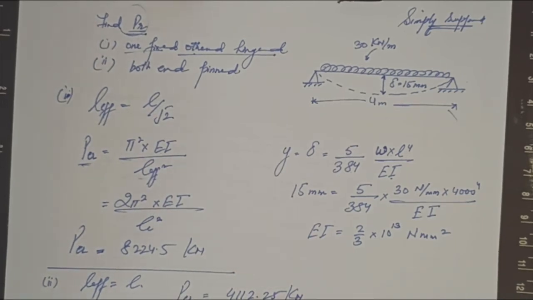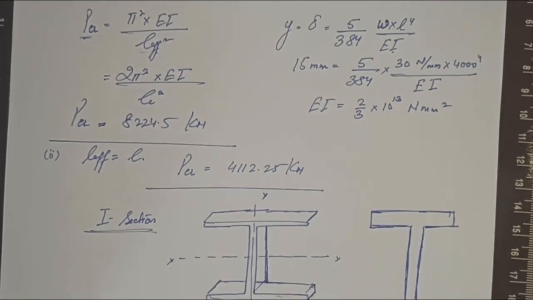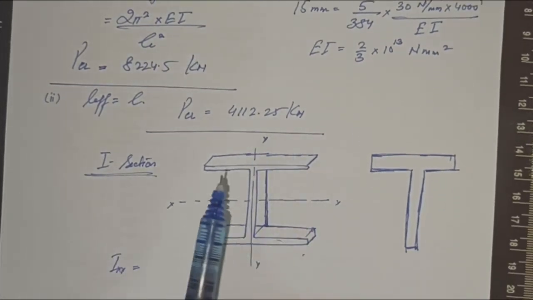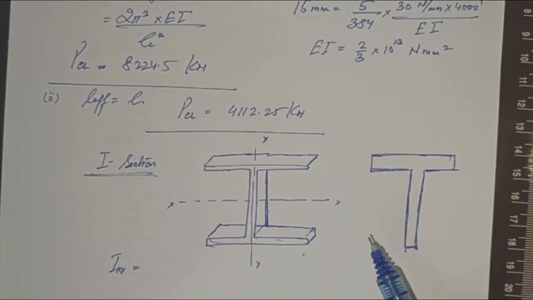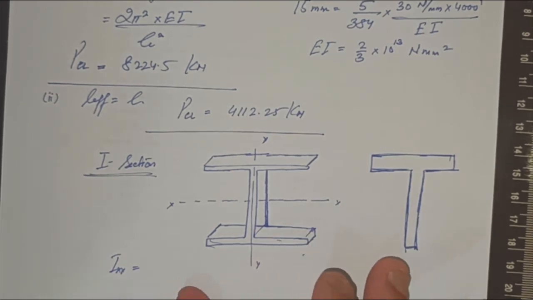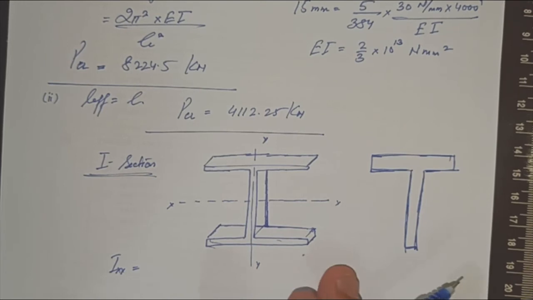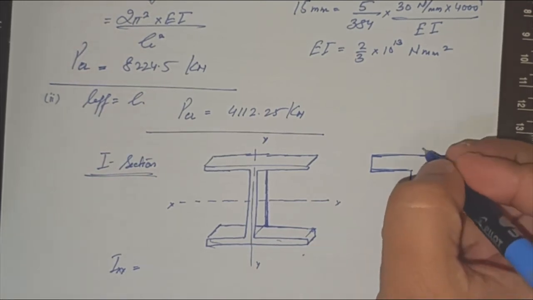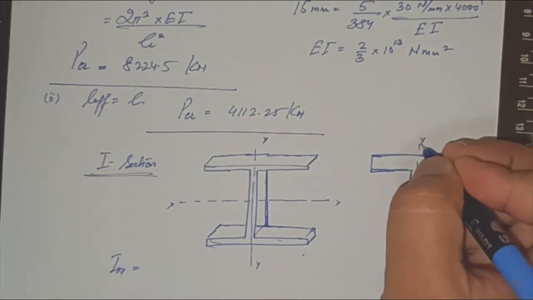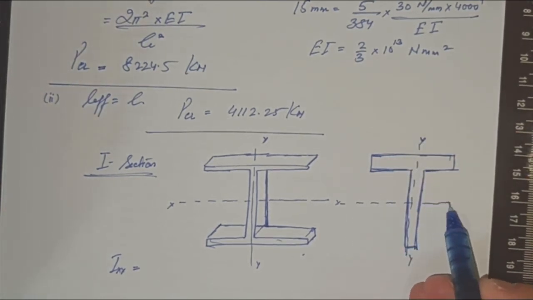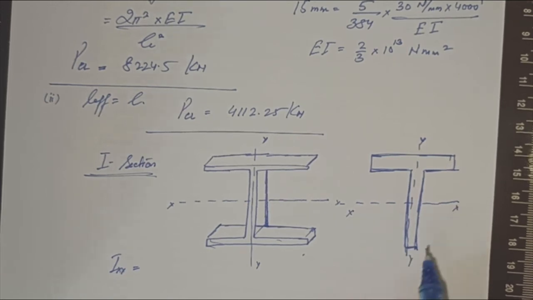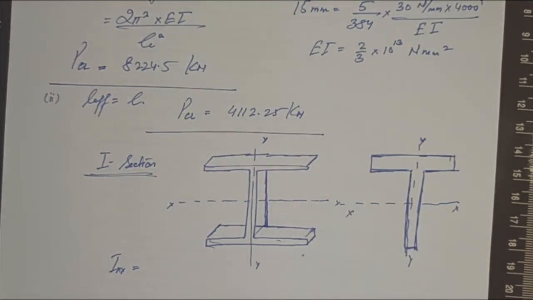So I request you to go through all these things and practice how to obtain the moment of inertia of such sections, T sections, and the flanges. In some cases the flanges are also there. So just try to obtain the moment of inertia, and then the moment of inertia along the x-axis and along the y-axis can be compared, and then you can easily take the lowest moment of inertia, the one that is the least.